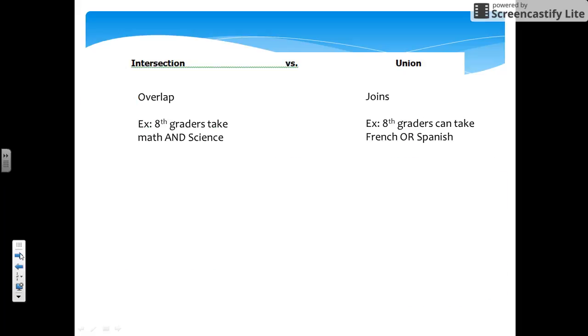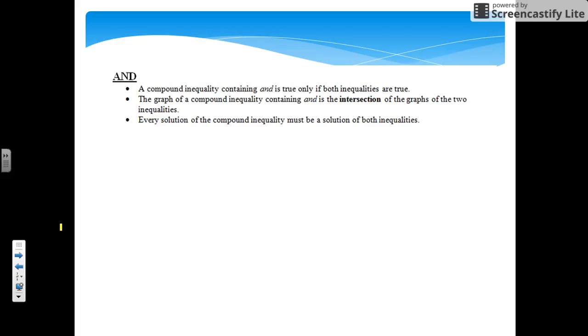So when we think of intersection, we want to really think of an overlap between two. An example would be 8th graders take math and science. You take them both. For a union, we think of the terms joining each other. An example of that would be 8th graders take French or Spanish. You don't usually take them both, but you can. So we're going to go through some examples now.